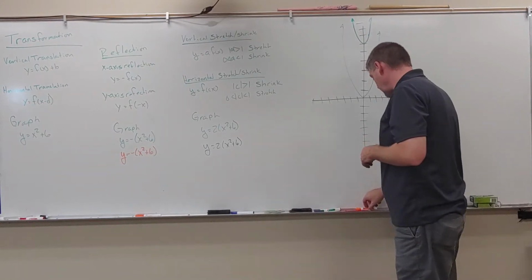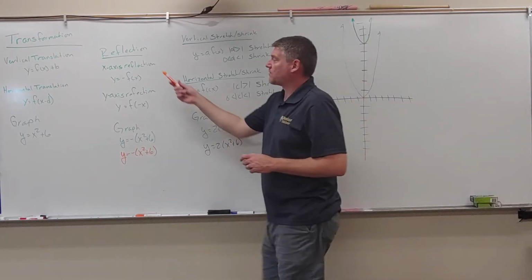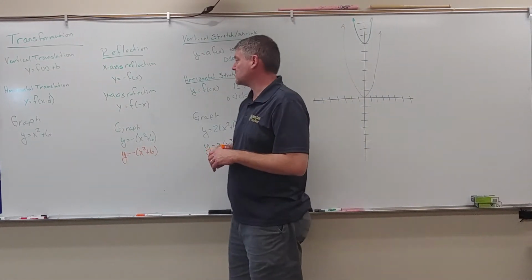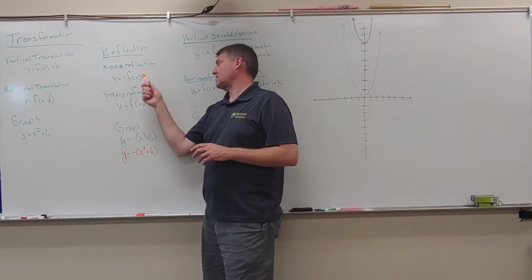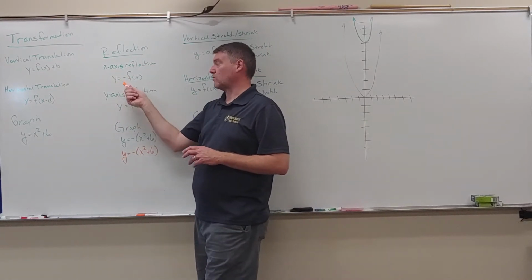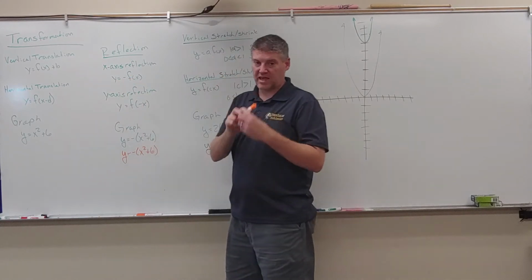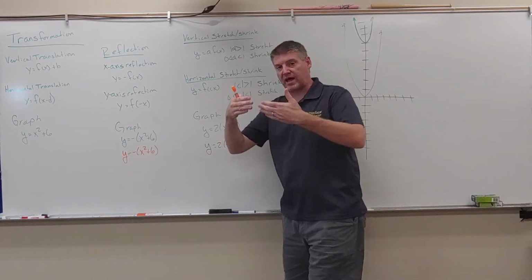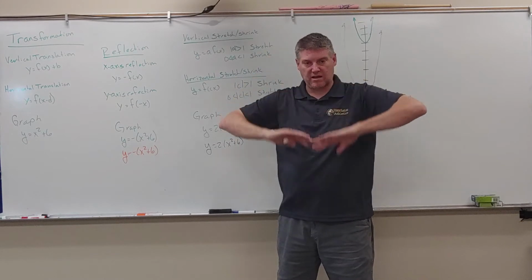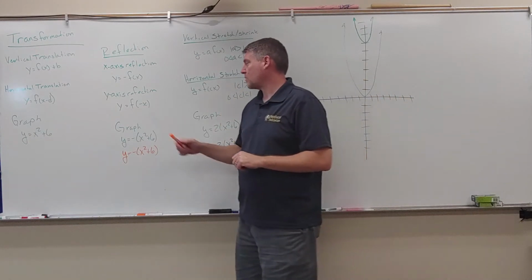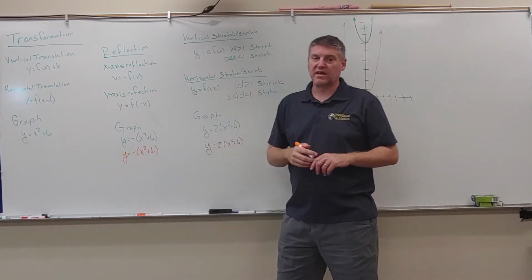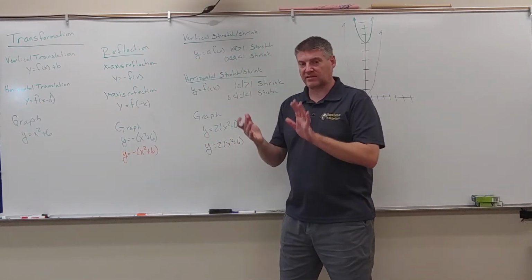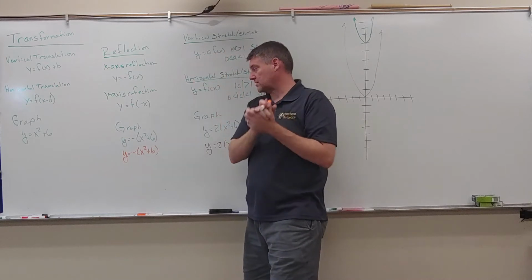Okay? Now, we have reflections. So reflections, I have an x-axis and a y-axis reflection. So I have an x-axis reflection if I have y equals negative f of x. So if I'm negating the whole thing, I'm going to have an x-axis reflection. If I plug in a negative x, I'm going to have a y-axis reflection, where I take it where it's at and flip it over the y-axis.